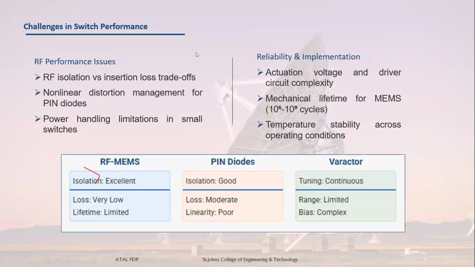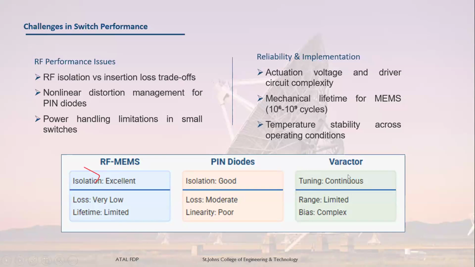Now look at the comparison of RF MEMS, pin diodes, varactor diodes. RF MEMS' best feature is isolation, which is excellent, but pin diodes isolation is good. Whereas for varactor diodes, tuning is continuous. Continuous tuning is possible. But RF MEMS, low loss, lifetime is limited because it's a mechanical connection. But pin diodes, loss is moderate, linearity is poor.